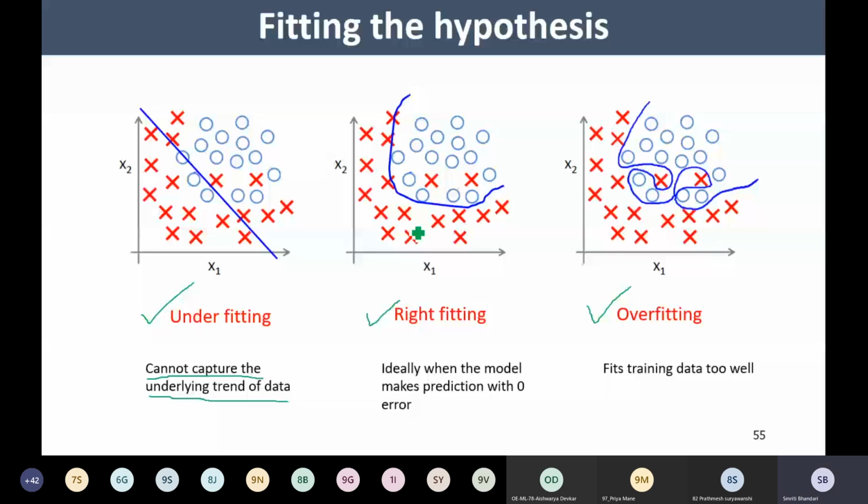Right? So we have gone through three important concepts: underfitting, right fitting, and overfitting. Okay, we are not going into the details right now, but this is just for information. I just wanted you to know what we mean by underfitting the hypothesis, overfitting the hypothesis, and what is a good fitting of the hypothesis. If you have any doubts, please let me know.